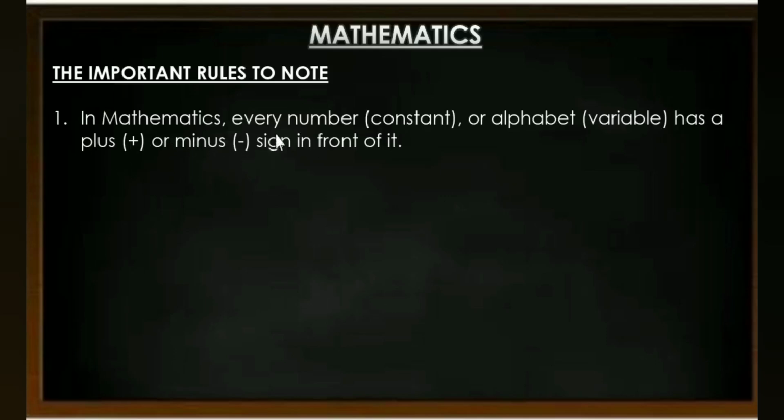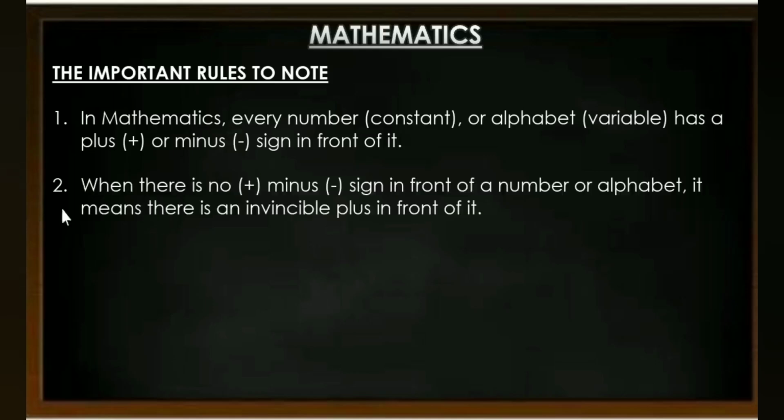In mathematics, every number, which is also referred to as a constant, or alphabet, which is also referred to as a variable, has a plus or minus sign in front of it. When there is no plus or minus sign in front of a number or alphabet, it means there is an invisible plus in front of it.